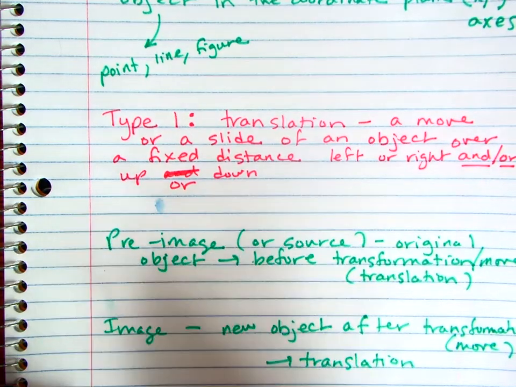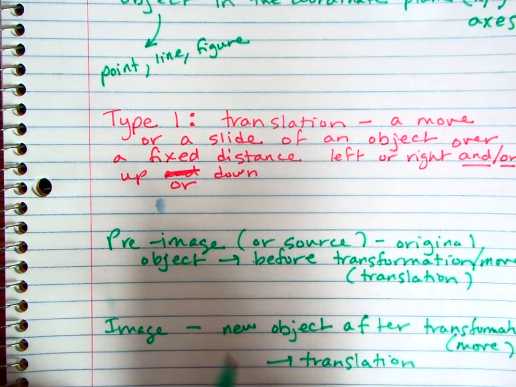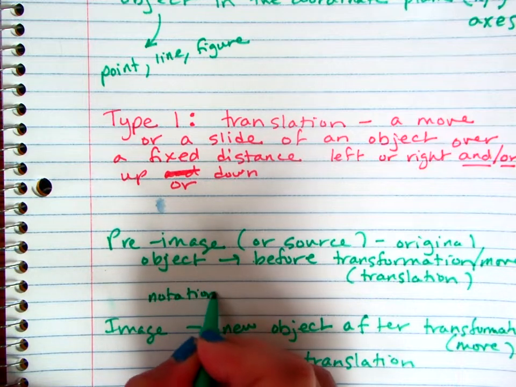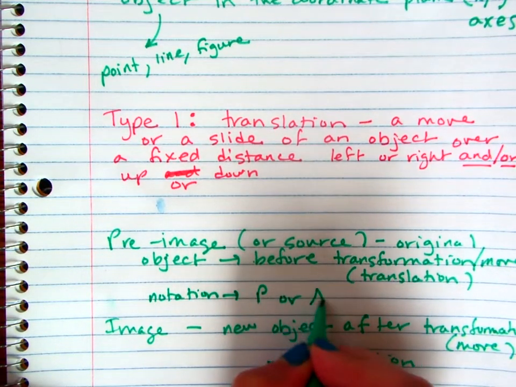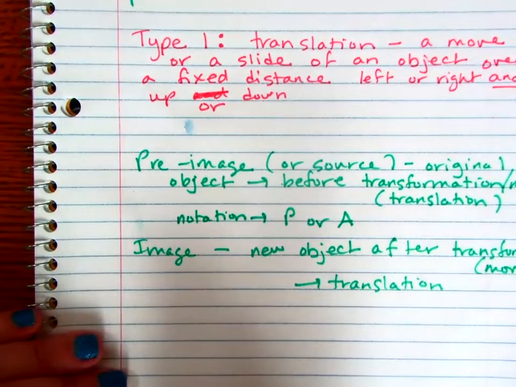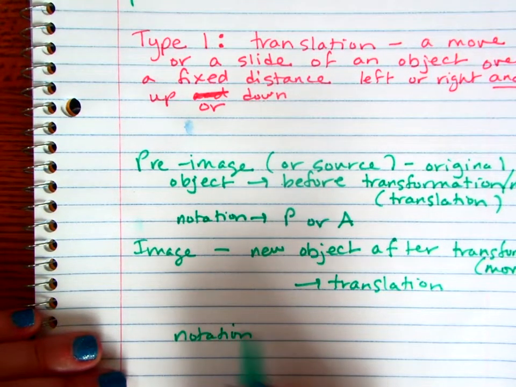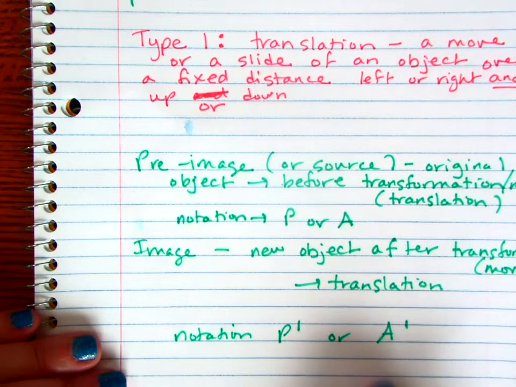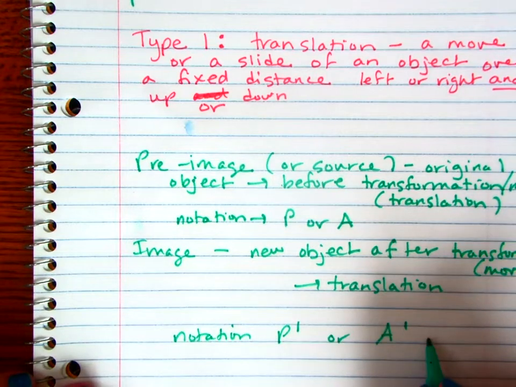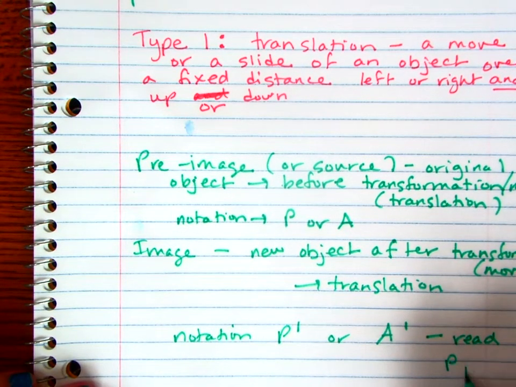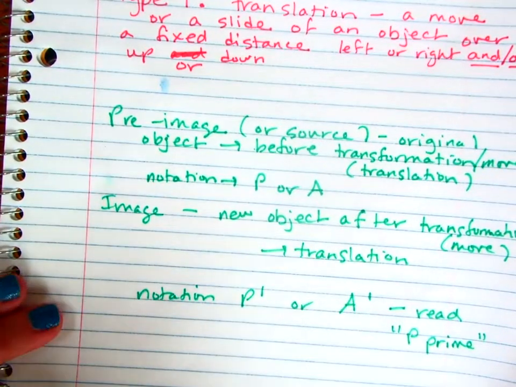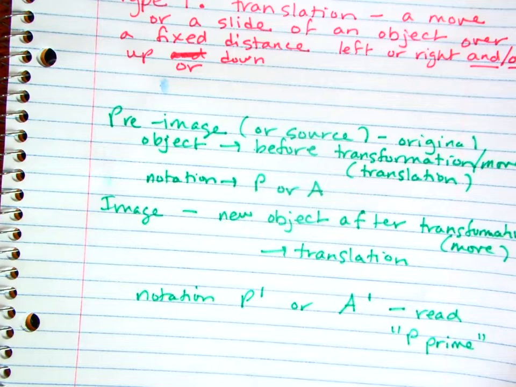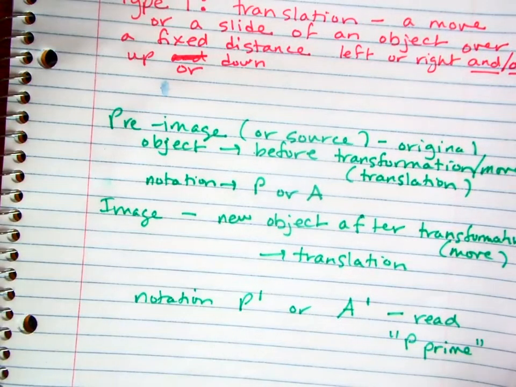Okay, the notation here, so often the pre-image would be noted by a letter. Like the object is just called P or A, and then the image is called P prime or A prime. And you'll see what I mean when I do a couple of translations. And this is red, P prime. Okay, so that's kind of the vocabulary. And now I'm going to put a grid paper down to show you one, and then I'll show you the first example.